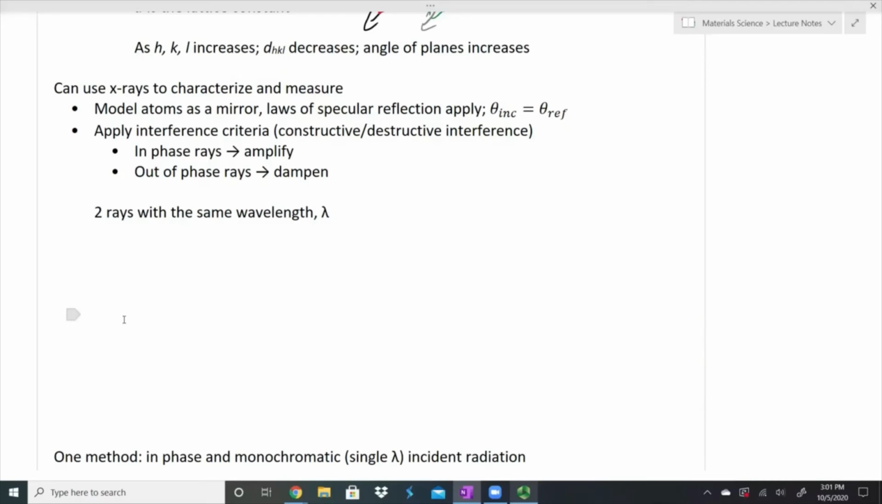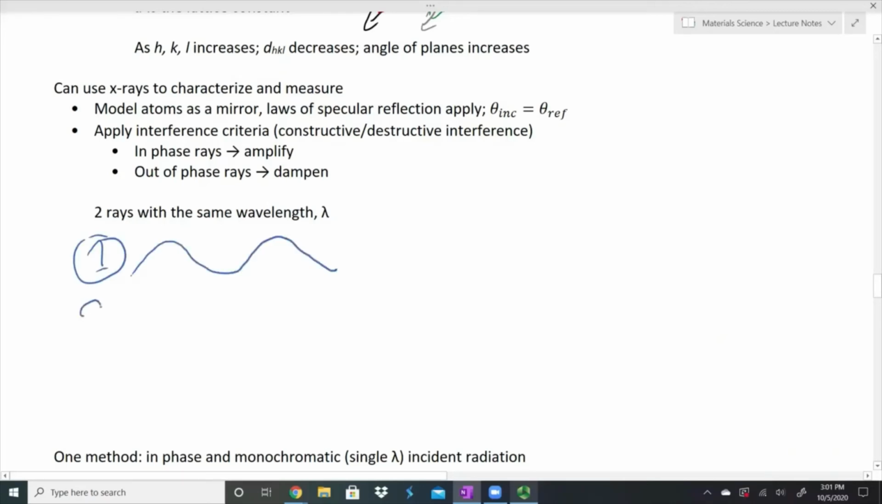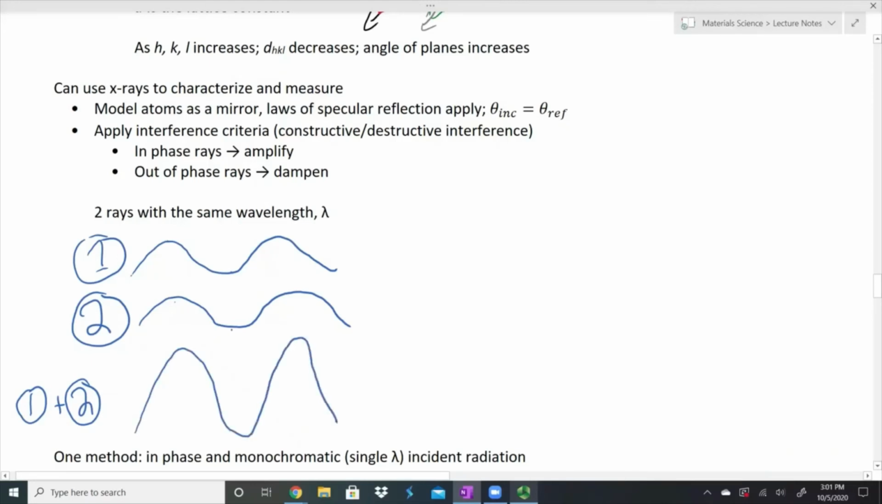So let's say that I have an X-ray. I have X-ray 1 that has a wavelength that looks something like this. And I have X-ray 2 where the wavelengths match up. The peaks match up with the peaks, the troughs match up with the troughs. When I do 1 plus 2, when I combine these two waves together, the peaks magnify and the valleys magnify, and you end up with something that looks like that. This is what we call constructive, or in phase. That's this one here, the blue one, and we see that it amplifies.